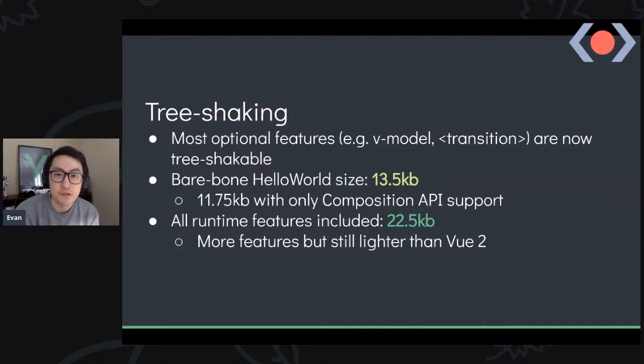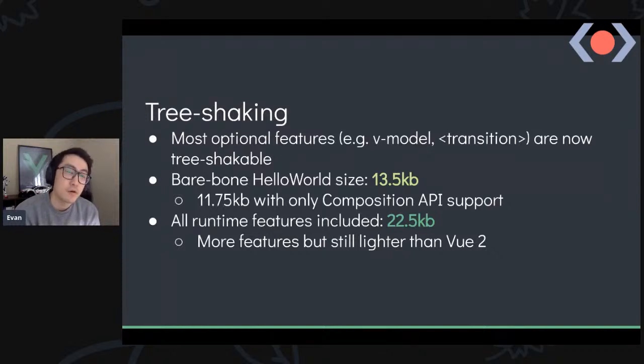Optional features like transition, or in fact, when you use template features like vModel and transition, the compiler generates code that imports these features on demand. If a template uses vModel, it will import the code for vModel. If it doesn't, then it doesn't. So if none of your templates use vModel, then vModel will not even be included in the bundle. That means a lot of these optional features can be dropped.